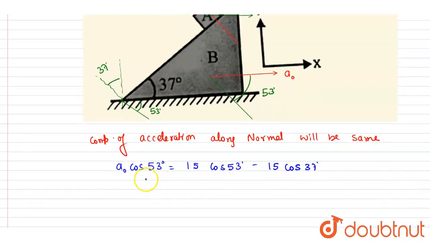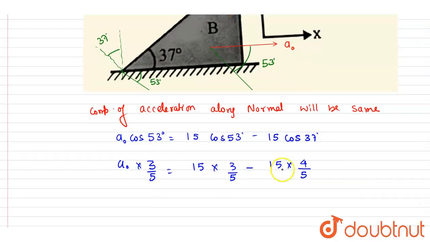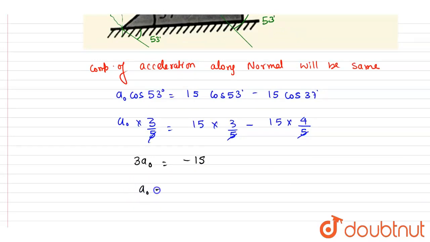Now just put the values. A0 cos 53 is 3 by 5, and 15 cos 53 is 3 by 5, cos 37 is 4 by 5. So 3A0 is 45 minus 60, which is minus 15. So A0 is minus 5.